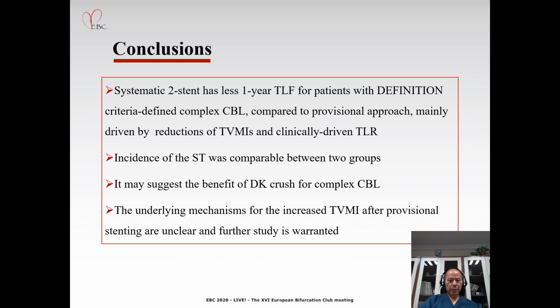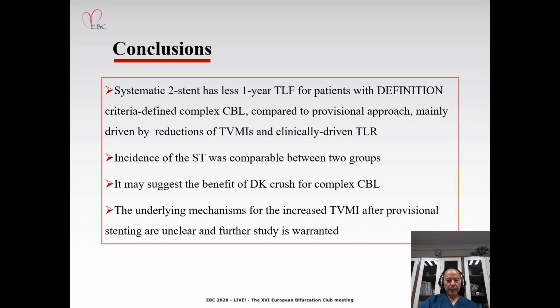So finally, in conclusion, systematic two-stent has a lower rate of 1 year TLF for patients with complex coronary bifurcation lesions defined by the DEFINITION criteria, compared to provisional approach, mainly driven by the reductions of target vessel myocardial infarction and clinically driven TLR. However, there was no significant difference in terms of stent thrombosis between two groups. Because DK crush was most popularly used in the two-stent group, our finding may suggest the benefit of DK crush for complex coronary bifurcation lesion defined by the DEFINITION criteria.